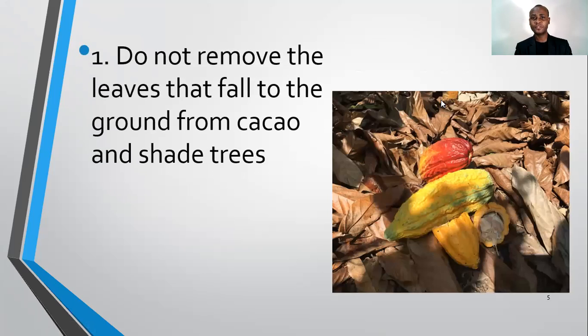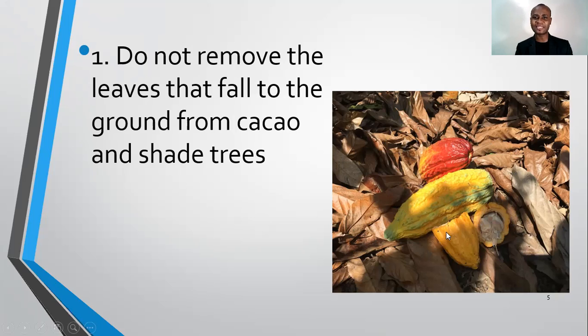Recommendation number one: do not remove the leaves that fall on the ground from cacao and shade trees. As you can see here, the leaves that fall, don't remove them.